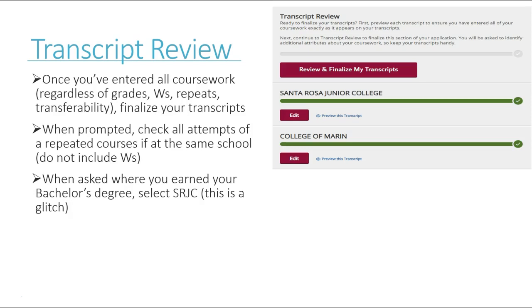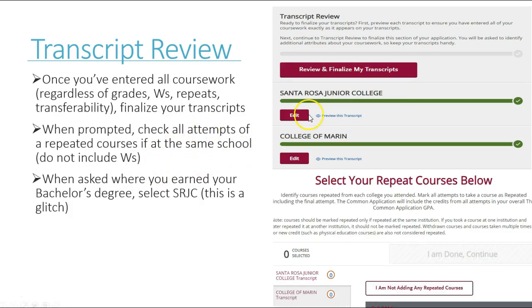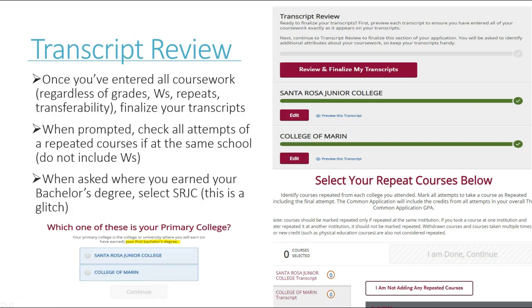You will check all attempts of a repeated course if at the same school. W's do not count as repeat, and there will be a box that triggers that. How many of these courses were repeated? Again, only if at the same school and not W's. This is the box that will pop up in that section. Lastly, there'll be a prompt asking you where you completed your first bachelor's degree. This is a glitch. All you need to do is check Santa Rosa Junior College and move on.